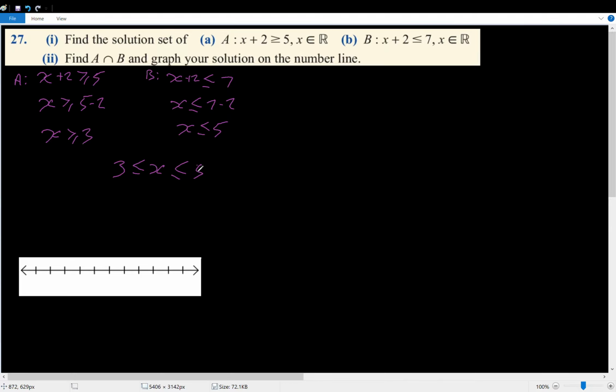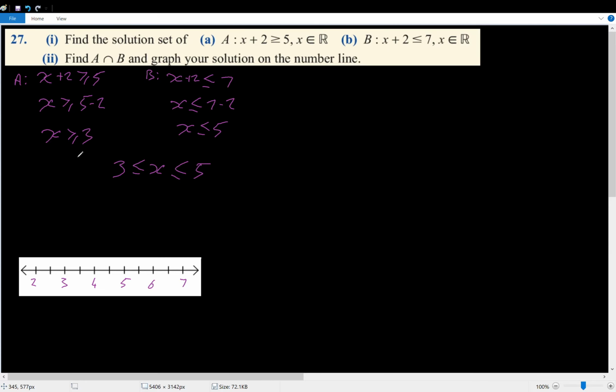Now x as an element of R comes into play when we're looking at how we're going to graph this on a number line. So on our number line, we're going to start just filling in some values to start with. So fill in 2, 3, 4, 5, 6, and 7, like that.